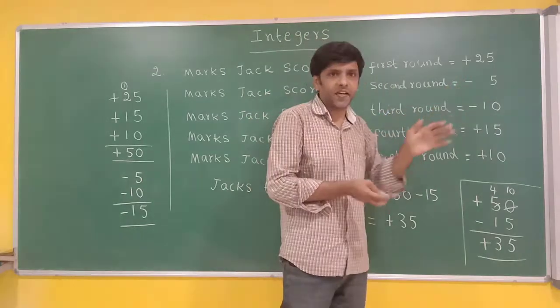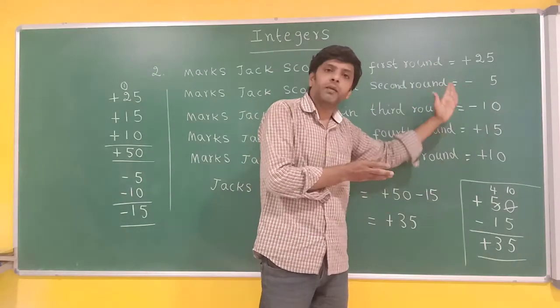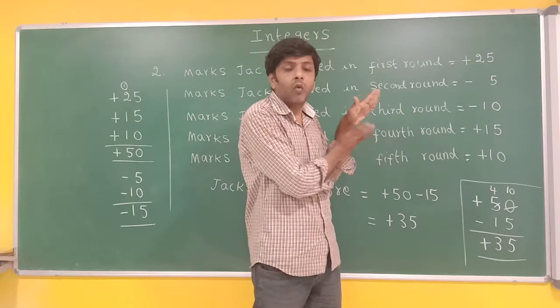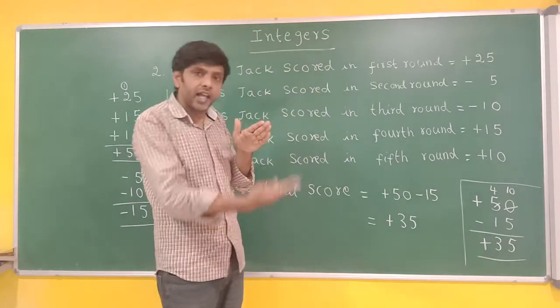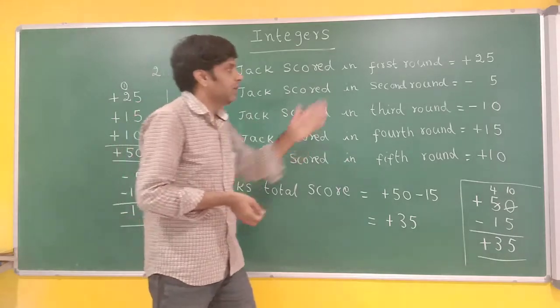Second round -5, that is separate. They are giving separate marks for each round. Now what are they asking? They are asking what is his score after the 5 rounds are completed. Now what did I do?